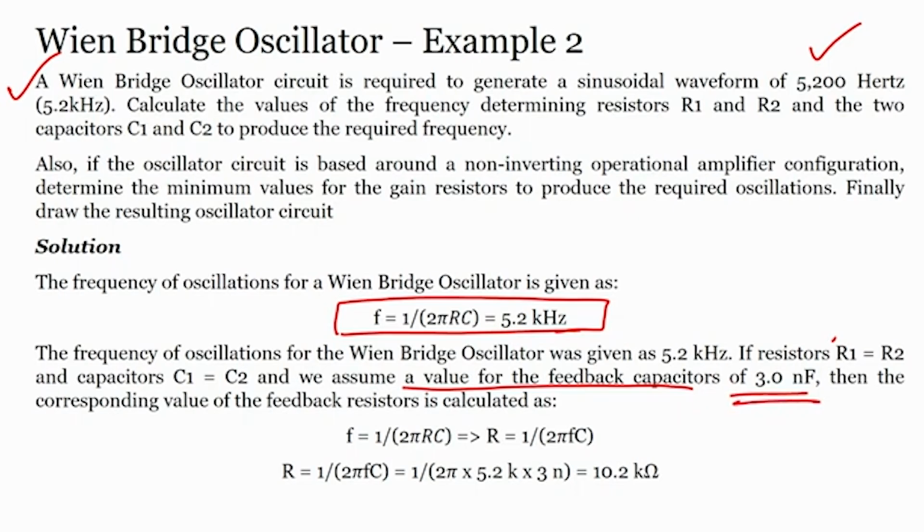Then the corresponding value of the feedback resistor is calculated as follows. If I have a capacitor value of about 3 nanofarad, and f equals 1 by 2 pi RC, then R equals 1 by 2 pi FC. I have considered C equals 3 nanofarad, so my R value would be 10.2 kilo ohm. This is easy, one assumption we have made: C equals 3 nanofarad.